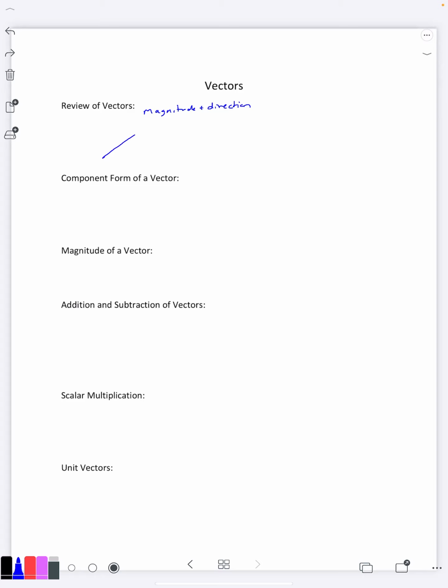wanted to travel at, say, 300 miles at a bearing of north 30 degrees east, this is considered a vector because we have both a magnitude, the 300 miles that we're traveling, as well as a direction, north 30 degrees east.